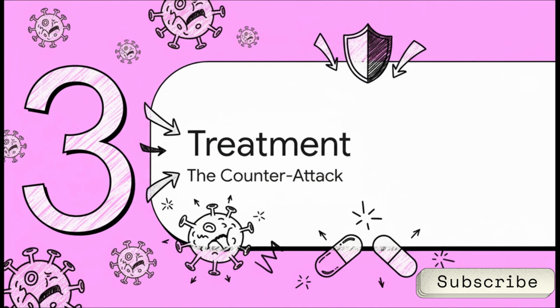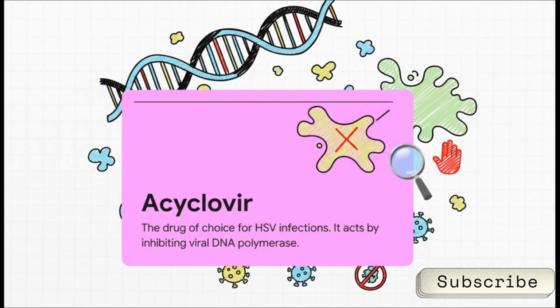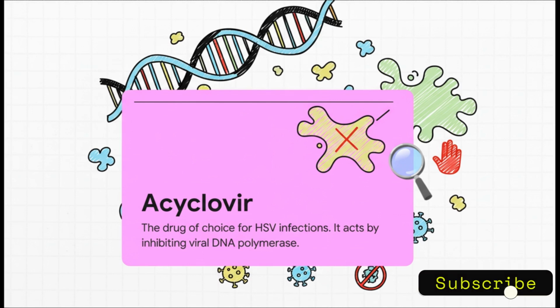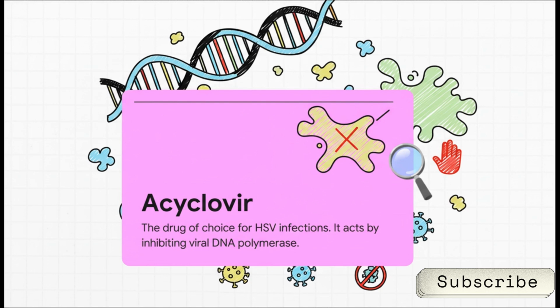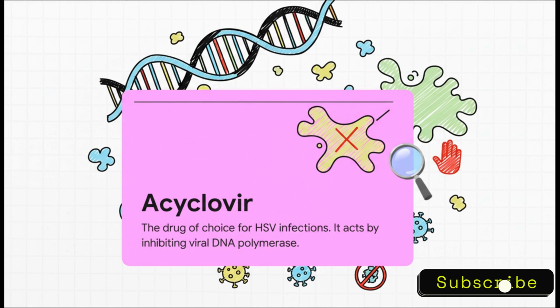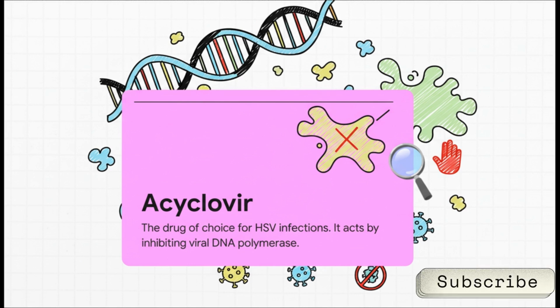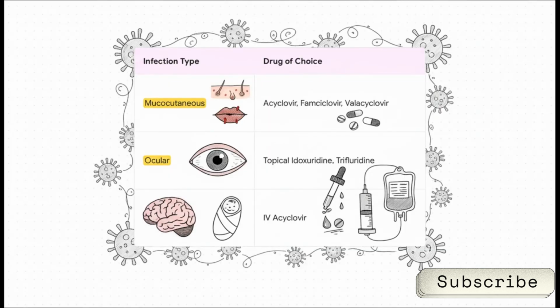Let's talk about treatment. Our number 1 weapon against HSV is acyclovir, and the way it works is just brilliant. It specifically targets and shuts down the viral DNA polymerase. That's the enzyme the virus absolutely needs to make copies of itself. Our own cells are totally unharmed. So if the virus can't copy its DNA, it can't make new viruses. Game over.